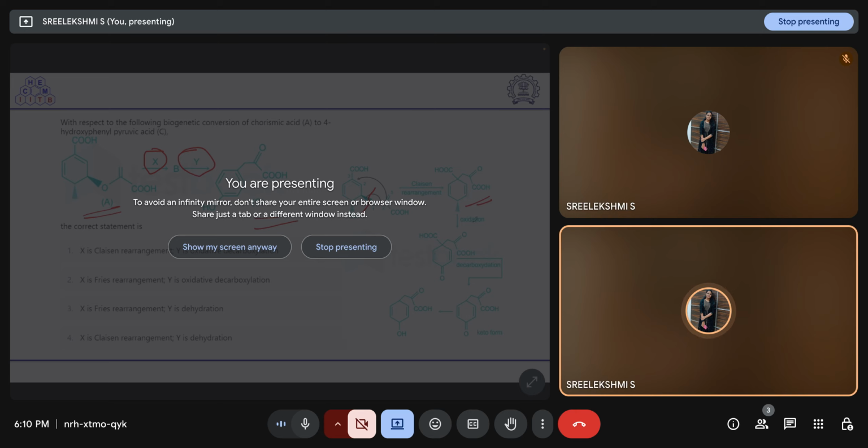Then an oxidation is happening to convert this system into this quinone system. So here one OH is missing, so that oxidation will occur to get this quinone system. Then a decarboxylation is taking place for the elimination of this carboxylic acid to form this keto form, which can be written in the enol form as well. So in the enol form, it will be in the aromatic form. So the correct answer is option A: X is Claisen rearrangement and Y is oxidative decarboxylation.